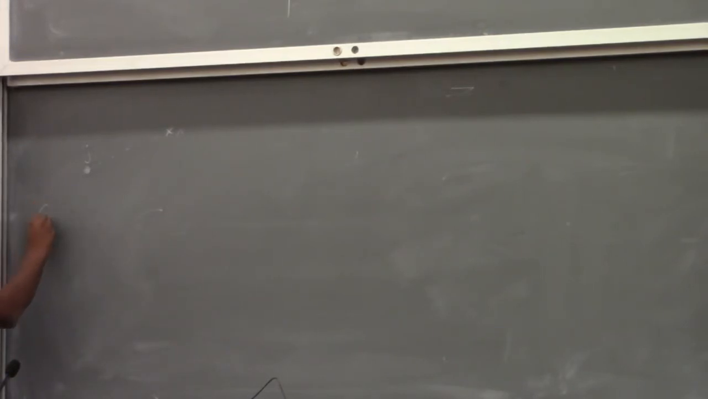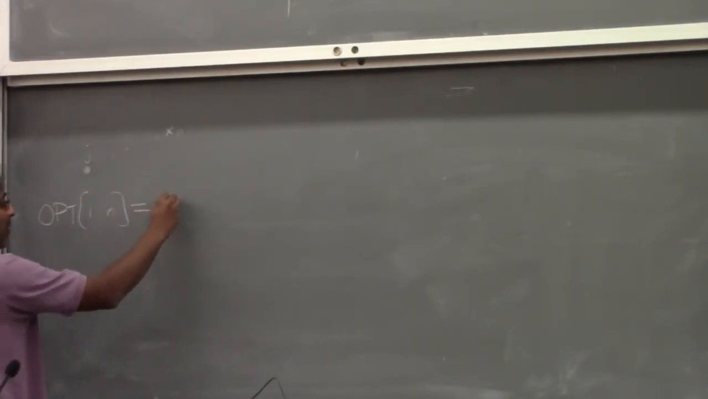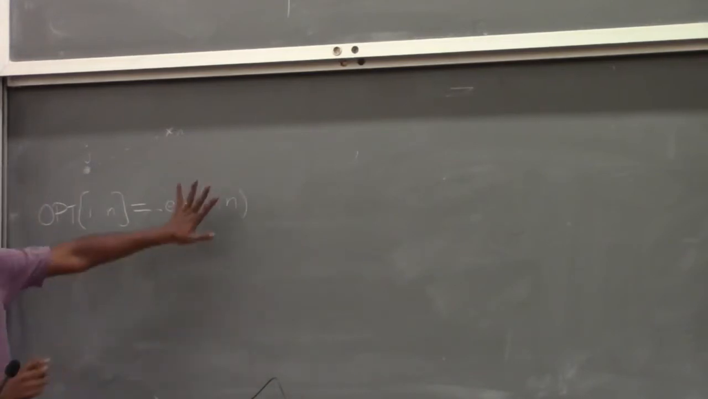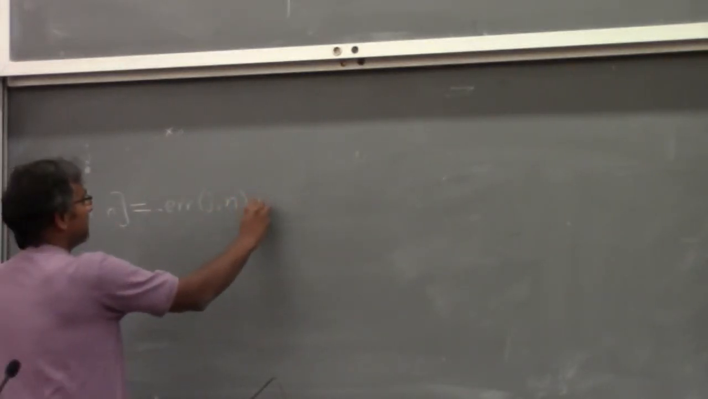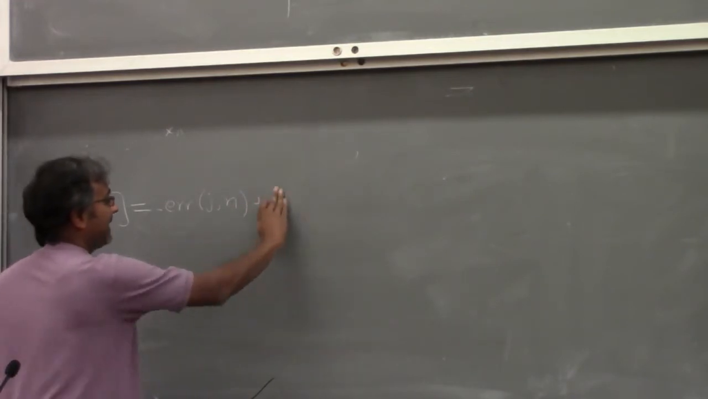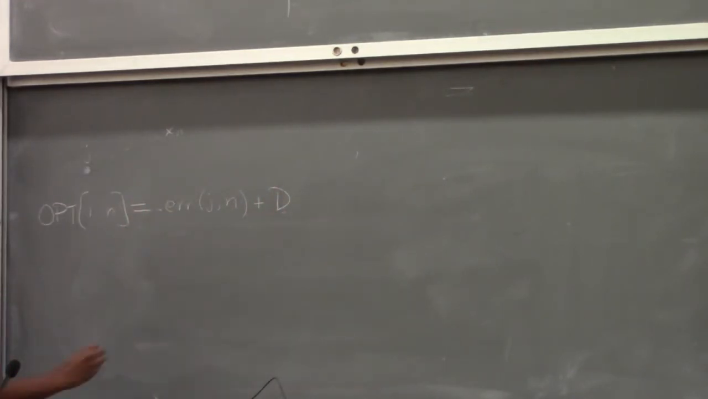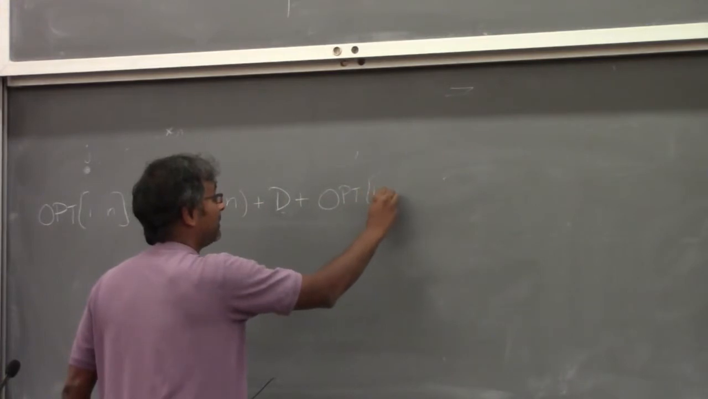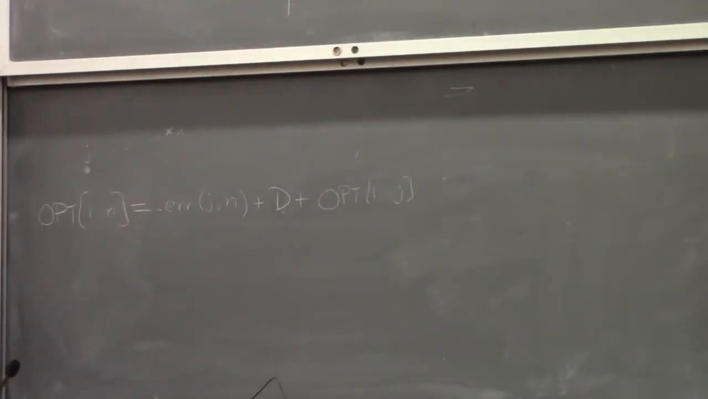So I can say that the optimal cost of 1 through n can be written as the cost, let's call this the error of going from J to n, and we don't know what this is yet, we'll fill this in, plus D, for the actual segment that we paid for, plus, and this is the critical step, the optimal cost from 1 to J. This is a very important claim. What is D? D is the amount of money you pay for one segment, because I said D times K is the cost. Okay, D is this constant.